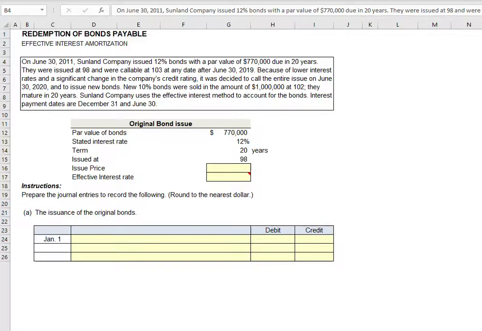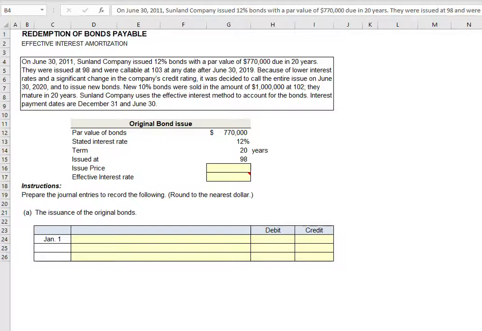In this example, we're told that the Sunland Company issued 12% bonds some 9 or 10 years ago on June 30th, 2011. And the bonds had a par value of $770,000 and were due in 20 years. They were issued at a discount at a price of 98, and we can call them at a premium of 103, any date after June 30th, 2019. Now, because of lower interest rates and significant changes in our company's credit rating, we've decided to call the entire issue on June 30th, 2020, and to issue new bonds.